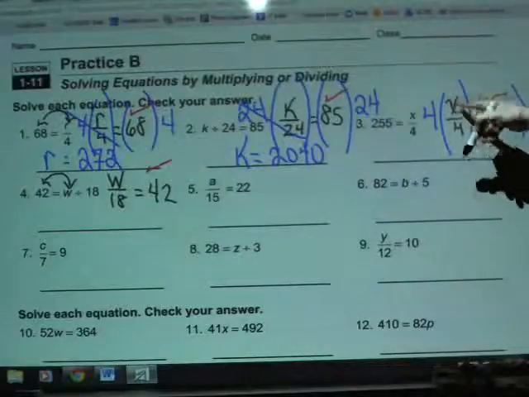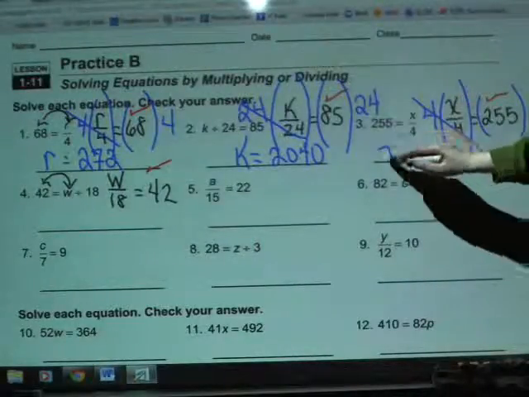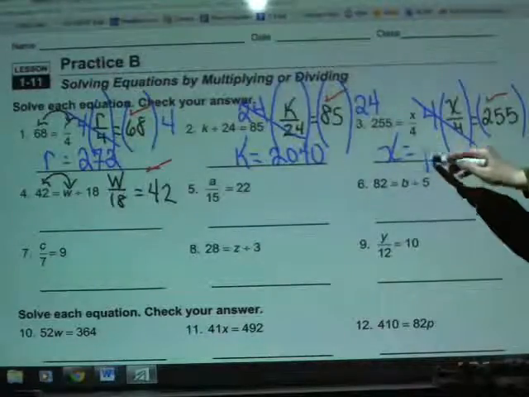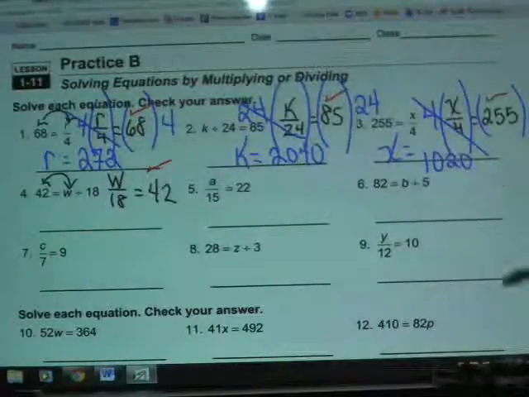So that's just going to leave me x here because divide by 4, multiply by 4, those are going to wash each other out. 255 times 4 is the solution of 1,020. And again, we can check it. Do 1,020 divided by 4. You get 255. Since the other side says 255, we check.